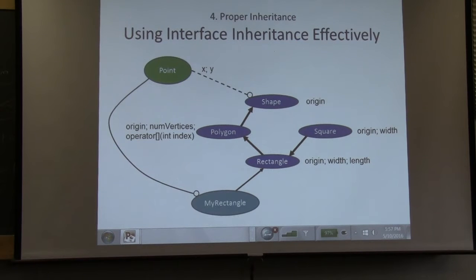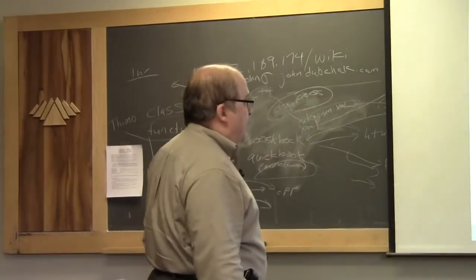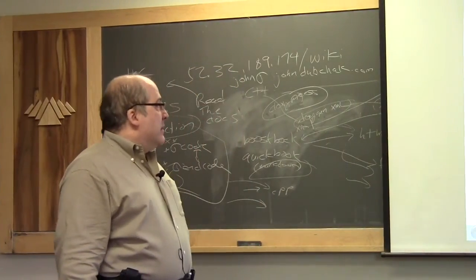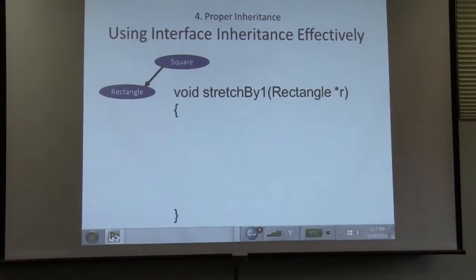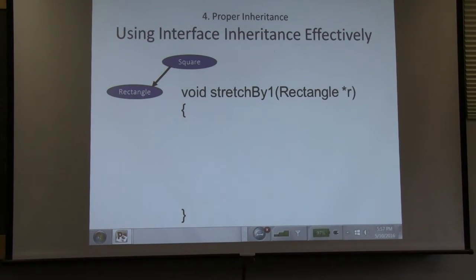I think it kind of depends on what operations. Oh, it absolutely does. It suggests that the operations matter. Very much so. So let's take a look at a square as a rectangle, and I'm going to write a function. Nothing up my sleeve. Stretch by one. It takes a rectangle. But I'm going to pass in a square. Because I can do that, right? A square is a rectangle, so I can certainly pass in a square.